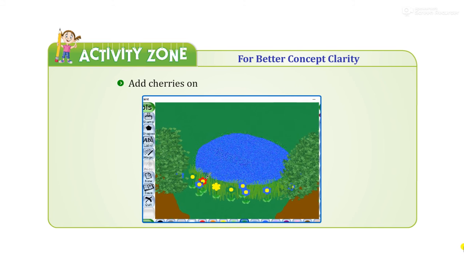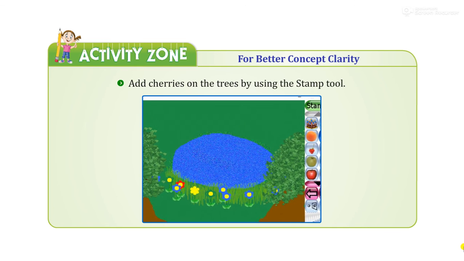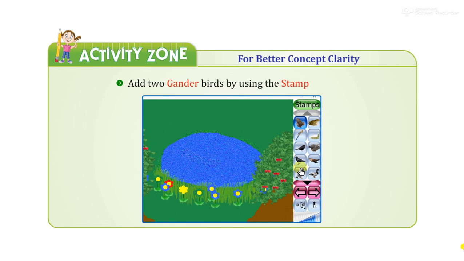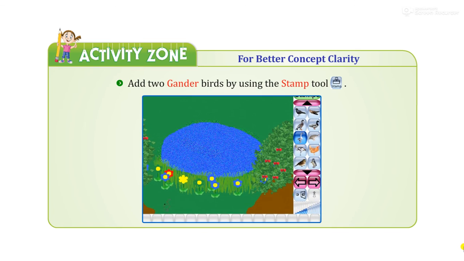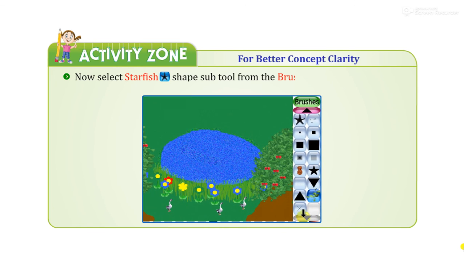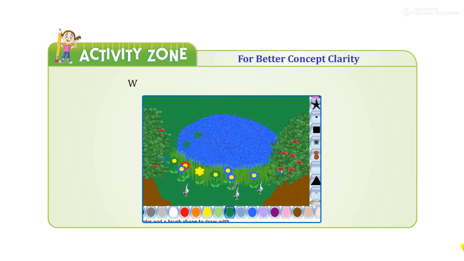Add cherries on the trees by using the Stamp tool. Add two gander birds by using the Stamp tool. Now select Starfish Shape subtool from the Brushes section of the Paint tool. Wow, what a beautiful picture you have drawn!